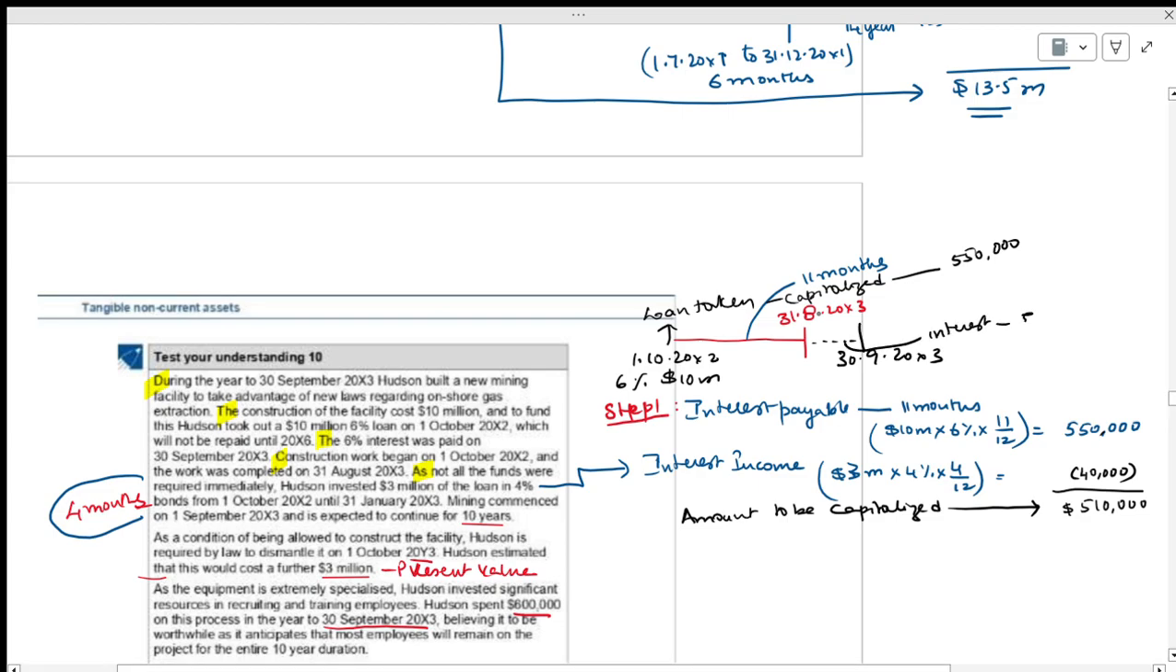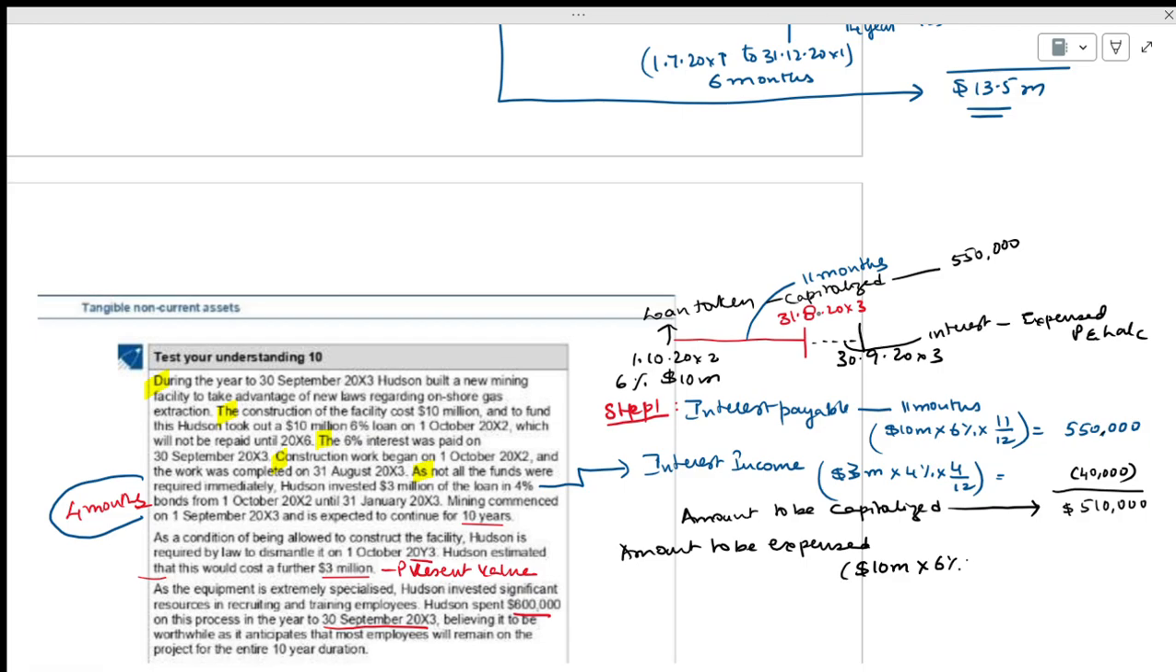This is going to be expensed in the profit and loss account. Amount to be expensed: how much? See the things. 10 million times 6% times 1 by 12. Only for September. It comes to 50,000.